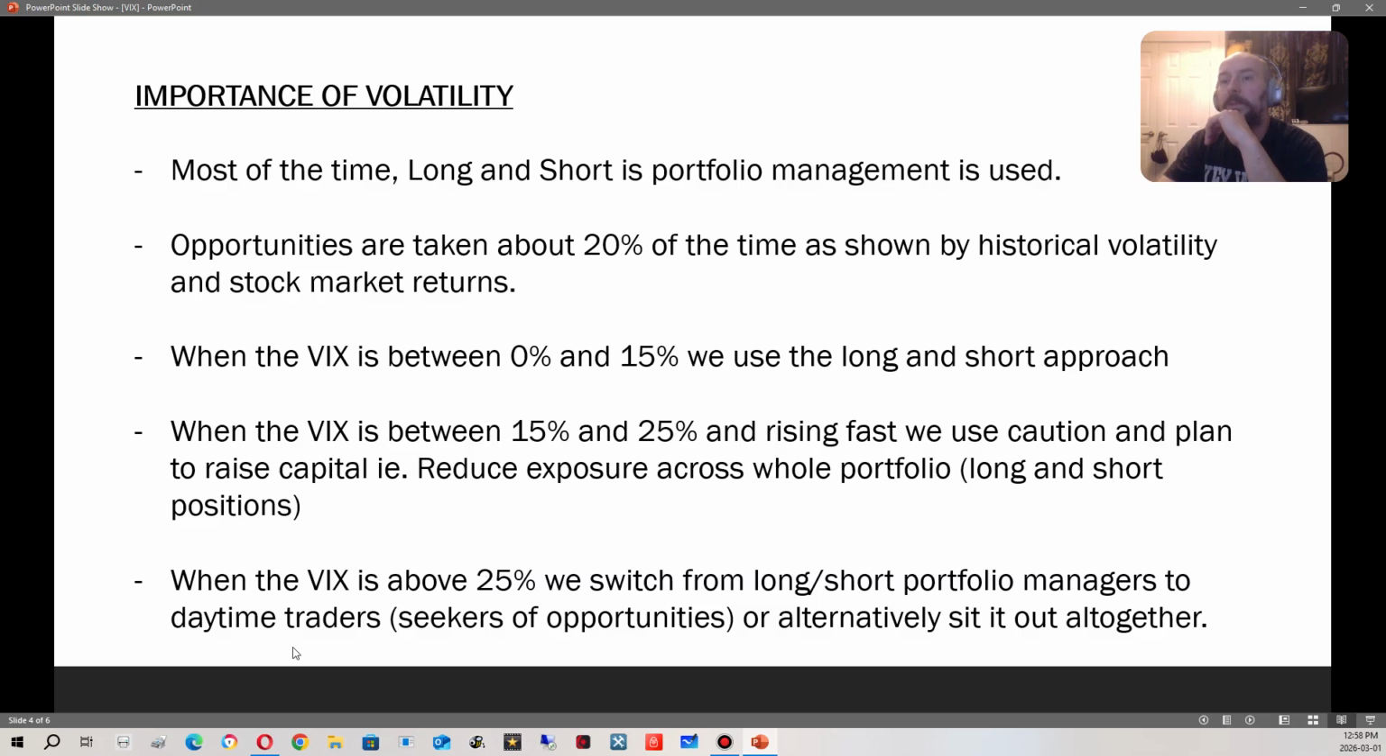When the VIX is above 25%, we switch from long short portfolio managers to daytime traders, seekers of opportunities, or alternatively sit it out altogether. And for some, that might be the best way to do it. If you're not sure what to do, sometimes it's best just to take a step back, reduce your portfolio by 50%, lock in that capital, and just disappear for a little bit until the VIX becomes stable again.